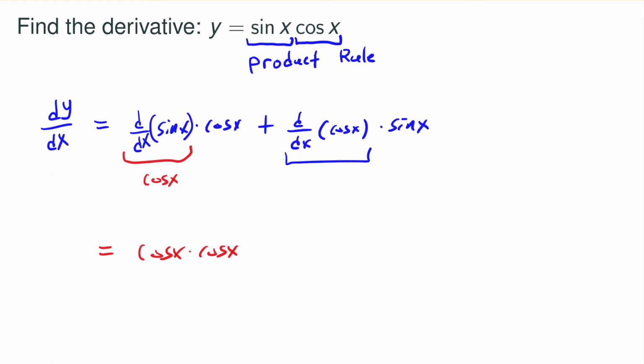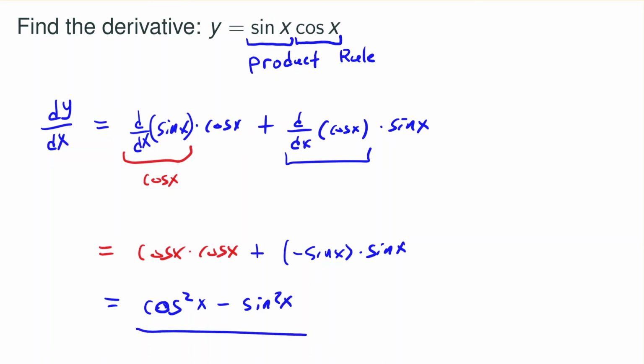Derivative of cosine is negative sine. So we have plus negative sine x times sine x. So then this we can simplify to cosine squared x minus sine squared x. So this right here is the derivative of sine x times cosine x.